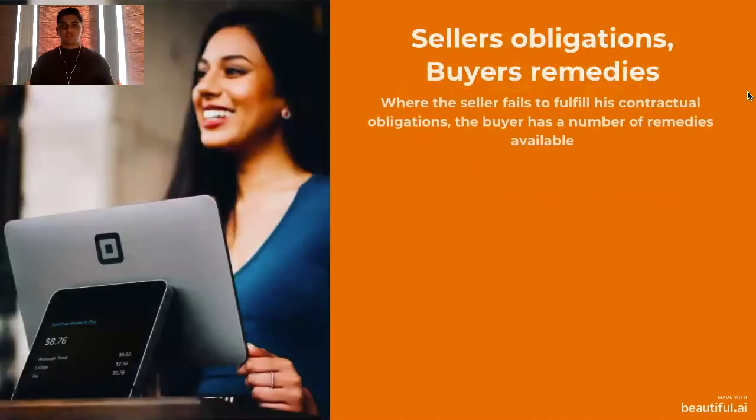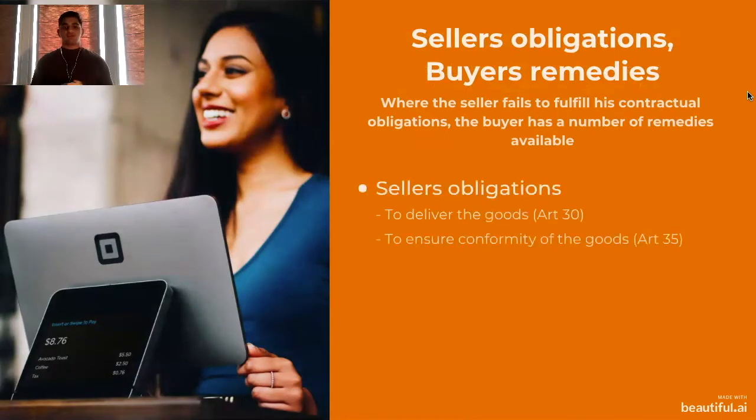The other aspect that the CISG deals with is the seller's obligations and the buyer's remedies. Where the seller fails to fulfill his contractual obligations, the buyer will have a number of remedies available. So what are these seller's obligations? Pretty straightforward. He needs to deliver the goods to the buyer, and he needs to ensure that there's conformity of the goods that the buyer asked for. The right size, the right shape, the right color, take your pick. But what happens if he fails to fulfill these obligations? What happens if the goods are totally wrong or they're broken?